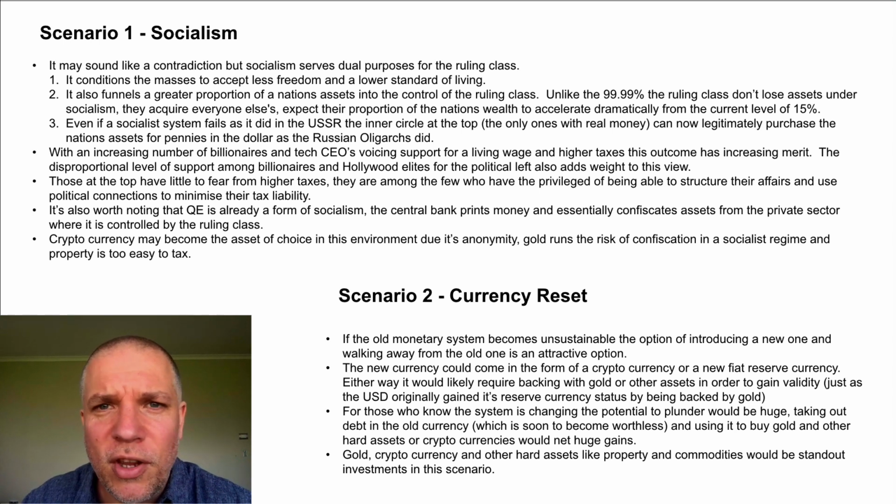And I think it's also of note that the quantitative easing we've seen is effectively a form of socialism already. You are basically confiscating assets from the private sector and bringing them into the state sector when you print money and buy assets like that through quantitative easing. So if this scenario plays out, what is the best asset to be in? Well, that's a tough one.